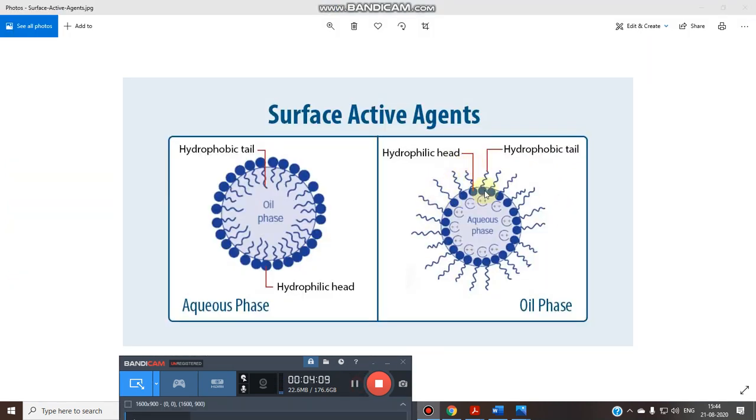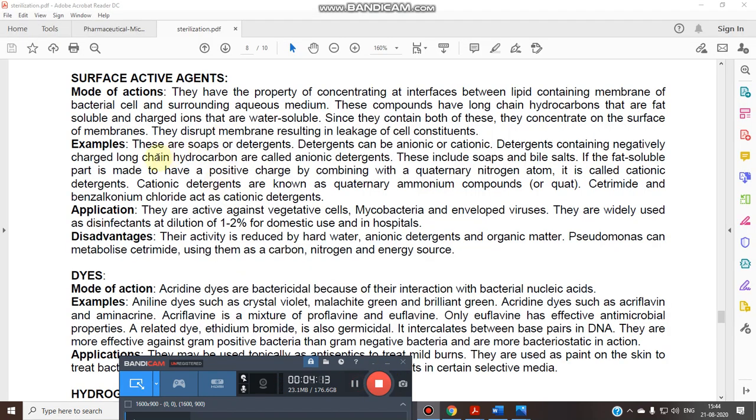Just see here, the hydrophilic head and hydrophobic tail. Examples include soap and detergents. In application, they are widely active against various vegetative cells, mycobacteria and enveloped viruses also. They are widely used in disinfection at a dilution of 1 to 2% for domestic use and also in hospitals.